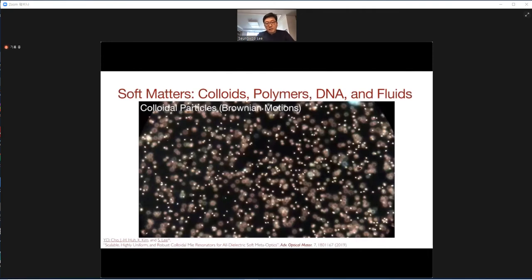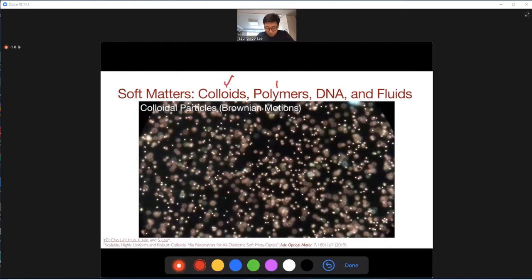So it has quite a wide range of material palette as indicated here. For example, colloid, polymer, DNA, and fluid. Today I will focus more on the colloid rather than otherwise. It can act as a good material palette for achieving unnaturally high refractive index optical metamaterial. So colloid is a nanoparticle which can be well dispersed in fluid like liquid and gas.